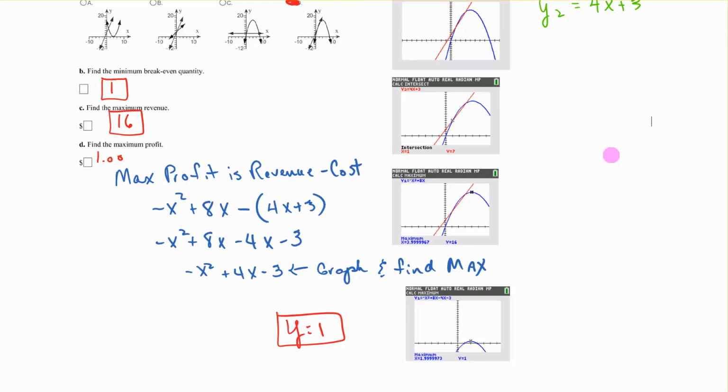Find the maximum profit. Maximum profit is revenue minus cost. So negative x squared plus 8x minus the cost function. And that becomes this. 8x minus 4x is 4x. So here's your maximum profit function. Put that in your calculator. So we put in y1 equals negative x squared plus 4x minus 3. Graph that and find the max, which is down here. You find that y is equal to 1.